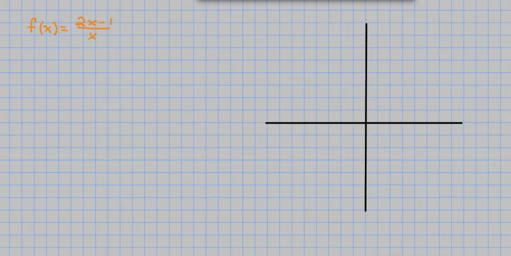Alright, let's take a look at another example here. This time we've got y equals 2x minus 1 over x. So again, let's walk our way through our steps. Step number 1 says to simplify. And again, one term on the bottom, first degree or linear on top, so nothing to simplify there. So that step's done.